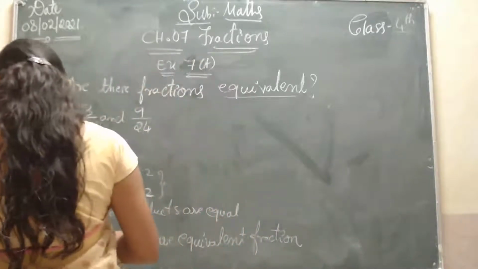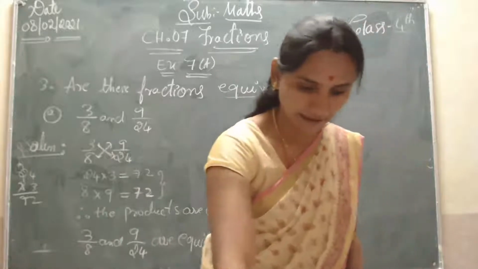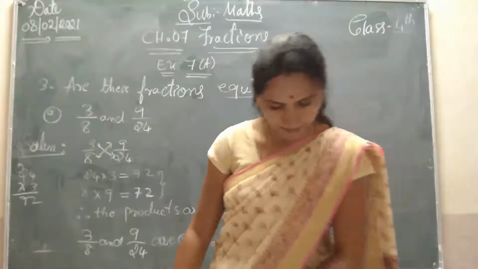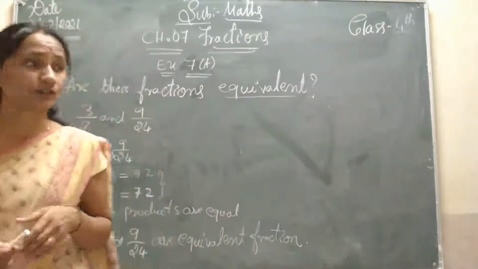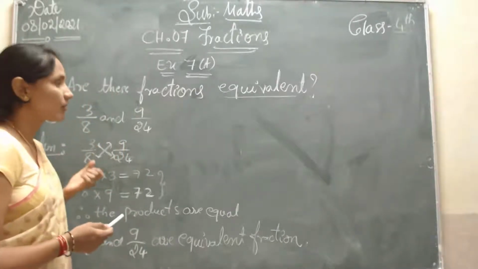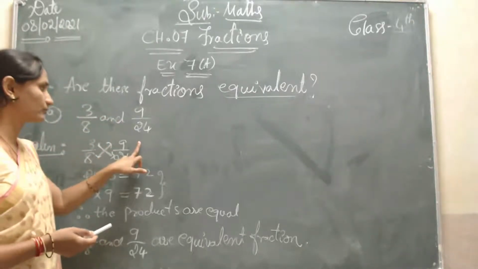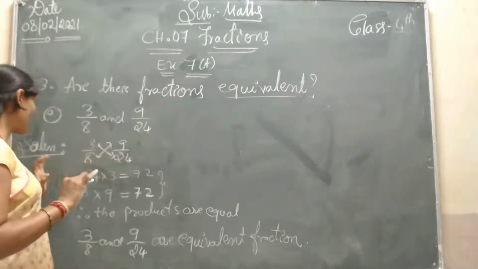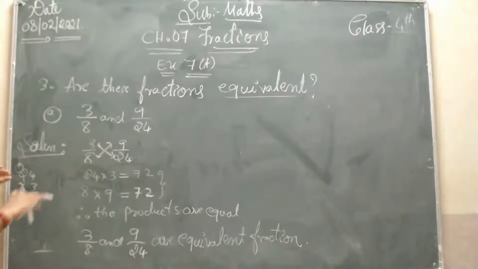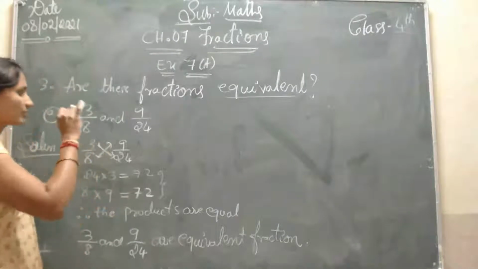Students, one second, now I will explain again. How do you recognize whether these are equivalent fractions or not? The question is 3 by 8 and 9 by 24. In the first step, you have to write the question as it is.